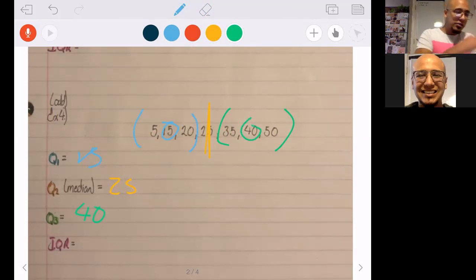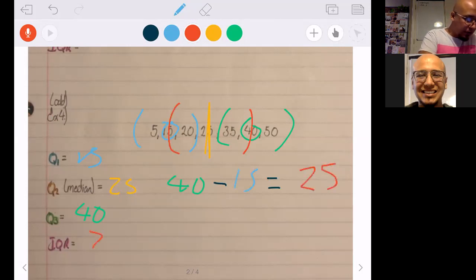All right. So again, when we're finding the IQR, we're finding the distance from here to here. In other words, it's going to be 40 minus 15, and 40 minus 15 is 25. So therefore, ladies and gentlemen, that is my interquartile range, or the range from Q1 to Q3. Hopefully you found that simple.